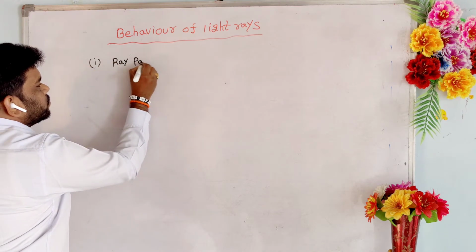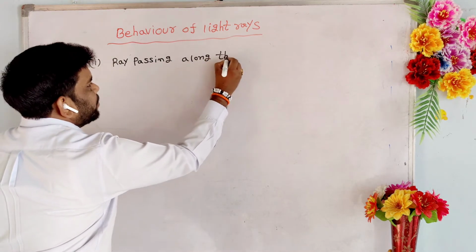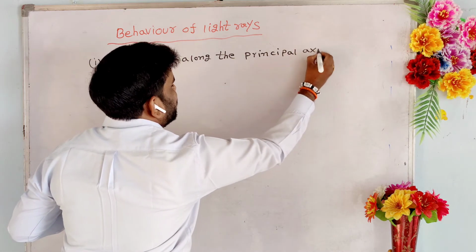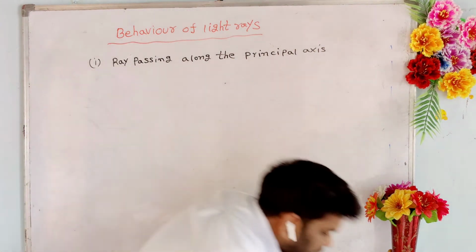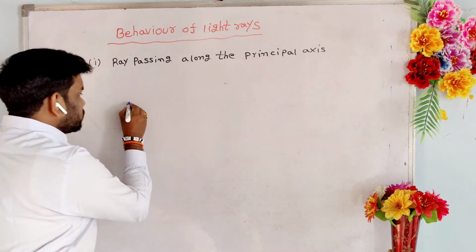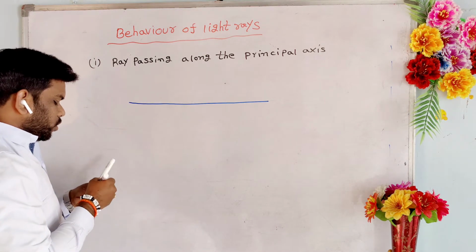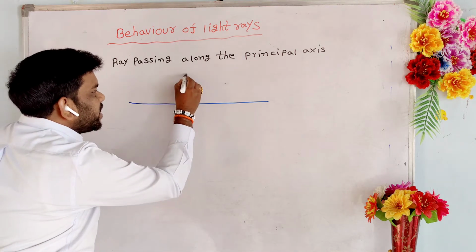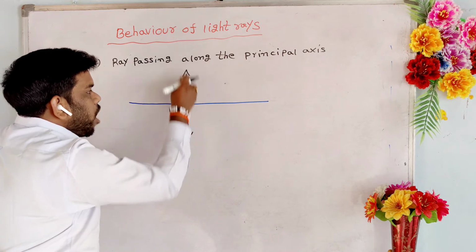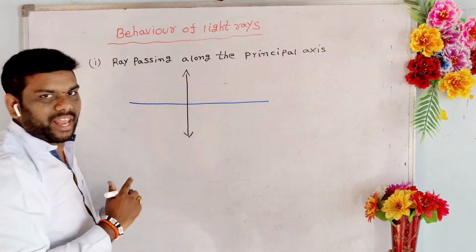Ray passing along the principal axis. Okay students, already I told you, this line indicates the principal axis. This is a convex lens, because a convex lens is denoted by this symbol. So it is called the principal axis.